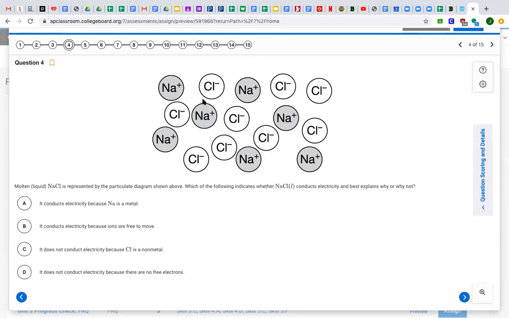Yeah, so if you look at this one, right? So these ions can move around, okay? So they're moving around, and as long as the ions are able to move, the material can conduct electricity, okay? So B is correct. Great, okay.